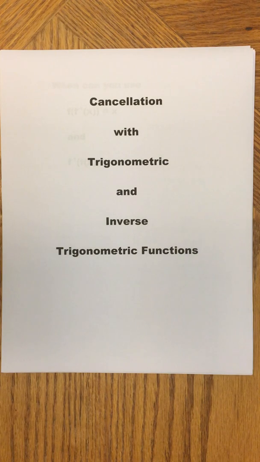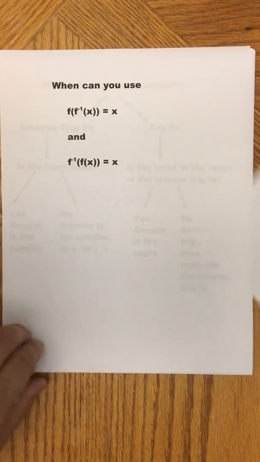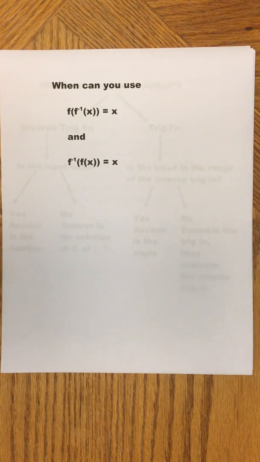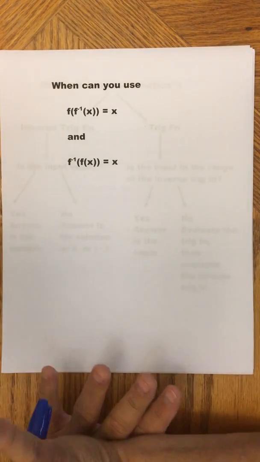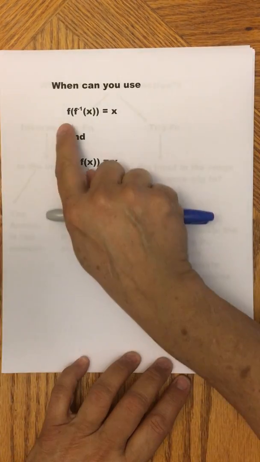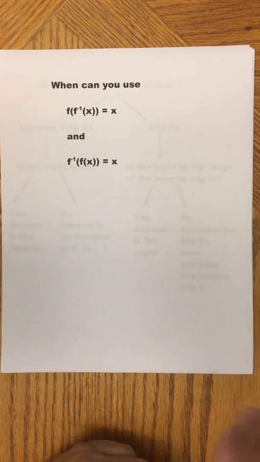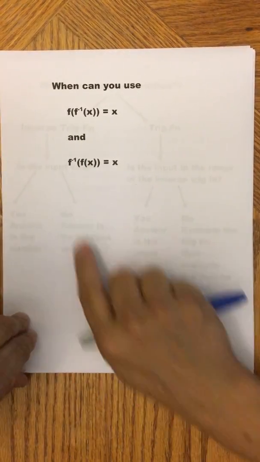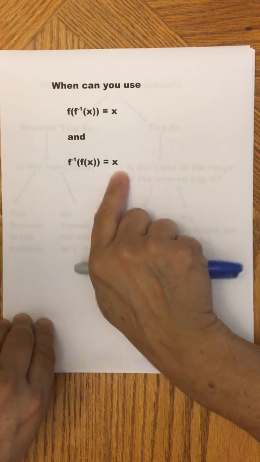Hello, in this video I'm going to address cancellation with trigonometric and inverse trigonometric functions. Normally when you're working with functions and their inverses, you can apply the cancellation rule as long as the domains and ranges work. So f inverse of f of x equals x, because x is taken somewhere and then taken back. Everything's undone. Same thing with f of f inverse of x. Whatever you put in is exactly what you get out.